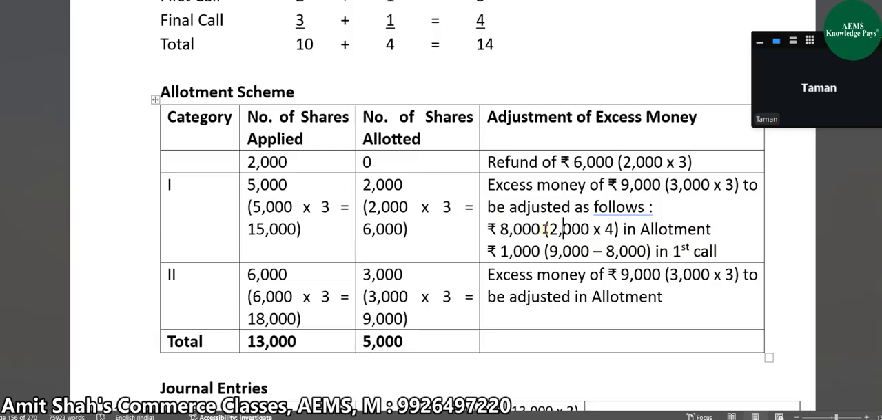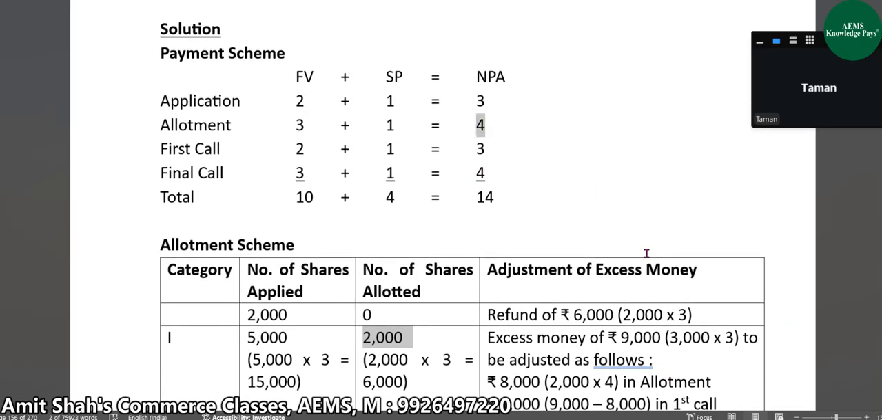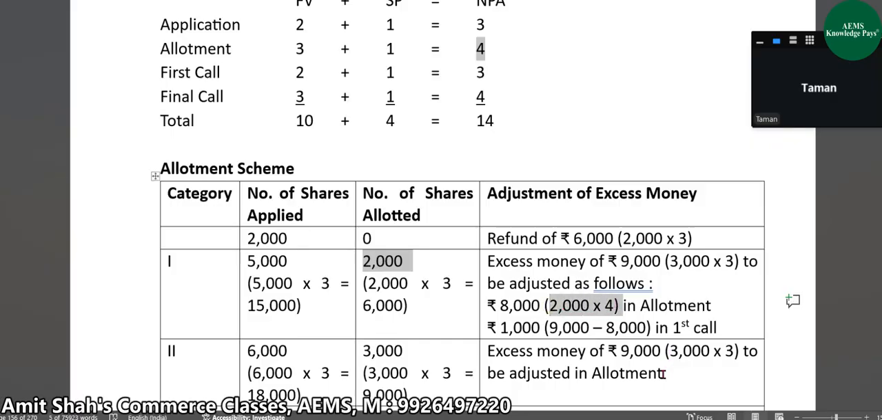And the next line, 8,000 is from 2,000 shares of 4 rupees. No, no, see, in allotment, this is the money that we want. This is not the money that we have received. On allotment, how much do we want? 2,000 into 4. That is what we have mentioned here. So this 4 has nothing to do with this 9,000. No, do not mix it. Here we are simply showing what is from the allotment. Okay, sir, I understood. Correct. This we are showing just to make clear how we got this 8,000.